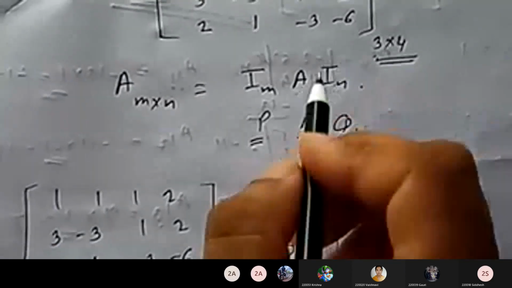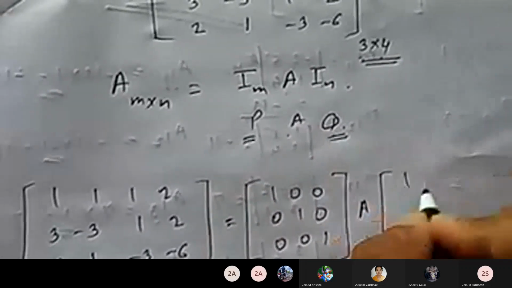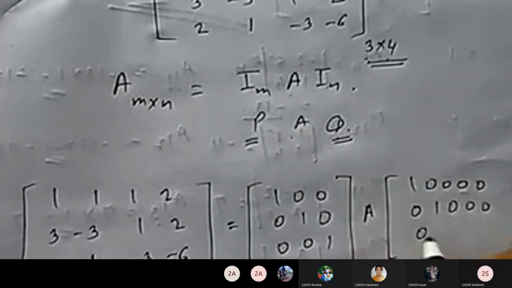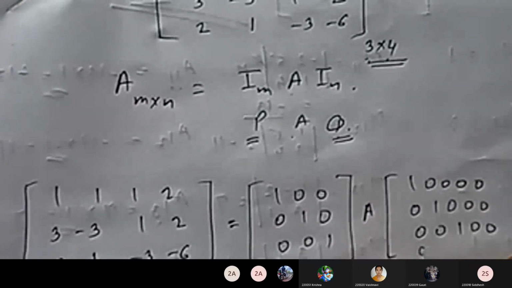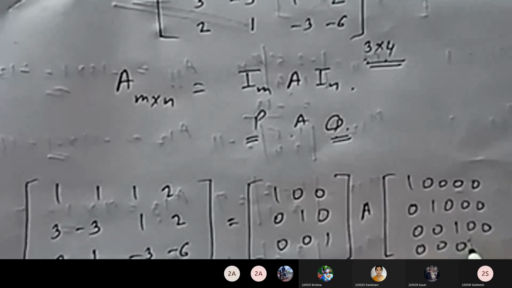We'll write down A as it is, and here the value of Q. Q means here we have 4, so we are going to apply the 4 by 4 identity matrix: 0 1 0 0, 0 0 0 1, 0 0 0 0. That is 1 2 3 and 4. I think one got extra, so it is a 4 by 4.